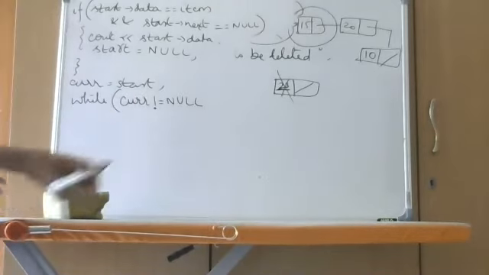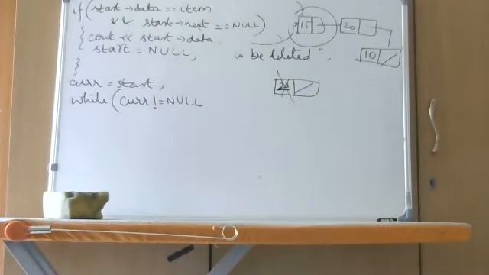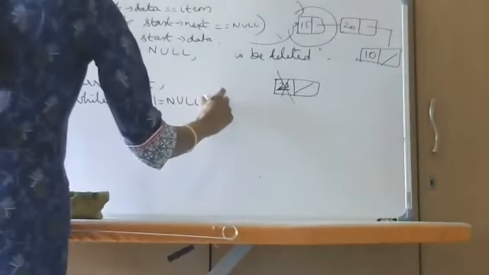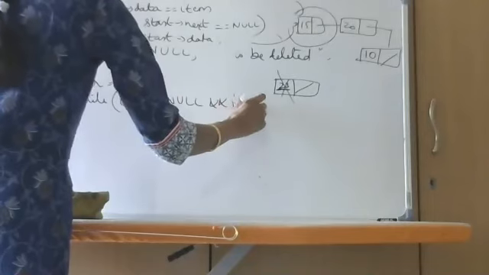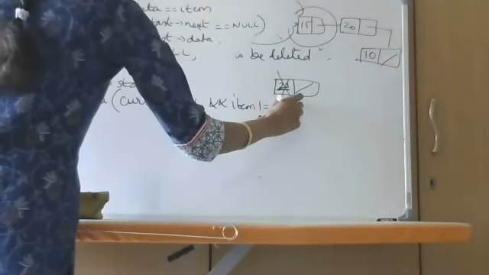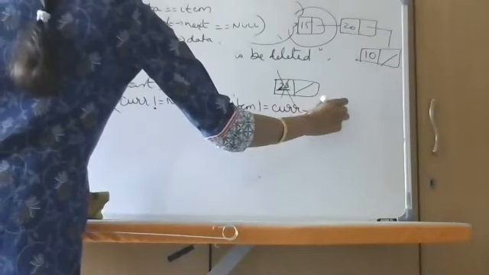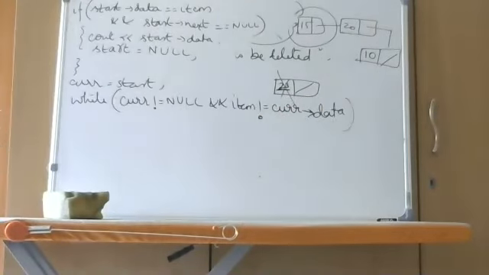I'll continue this probably in the next session. Otherwise, let's say current is not equal to null and item is not equal to current of data. What I'll do is, this deletion of any node, I will take it up as a next video session.